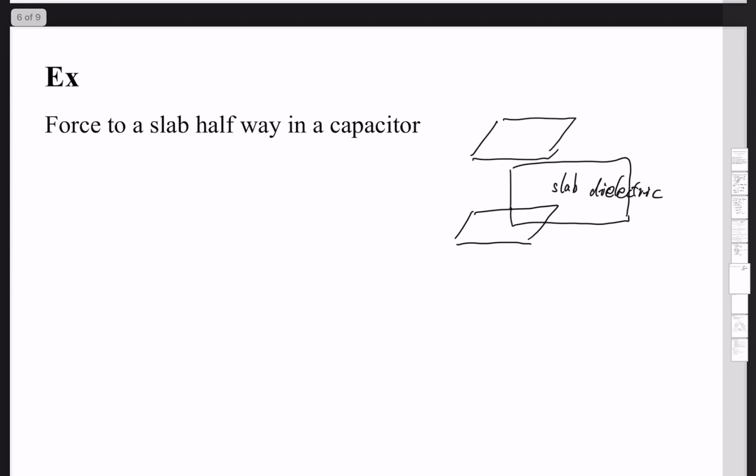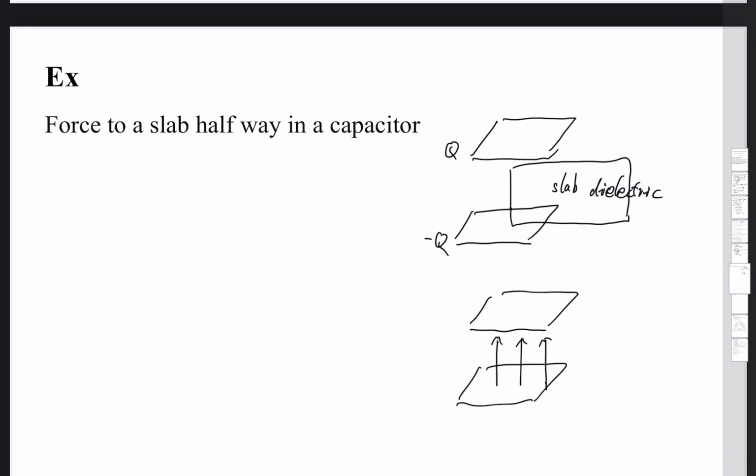We need to first look at this problem, maybe not calculate the problem first. Naively thinking, if you have a charge on both sides of the capacitor, for an ideal capacitor the E field should be pointing straight up. Or sorry, in this case it should be straight down.